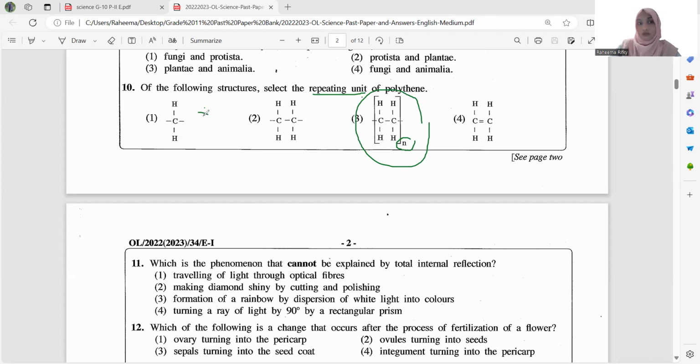So the first one, of course, we can cut off. Two carbons can be in the second one and the fourth one. The fourth one is actually ethane. When they are making polymers, this double bond breaks, so this is the repeating unit. According to this, our answer is the second one.